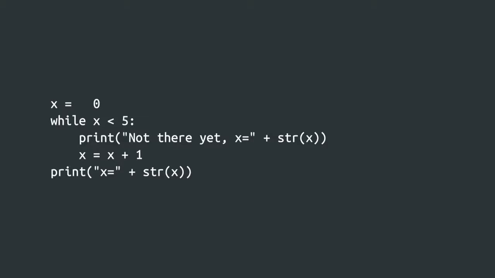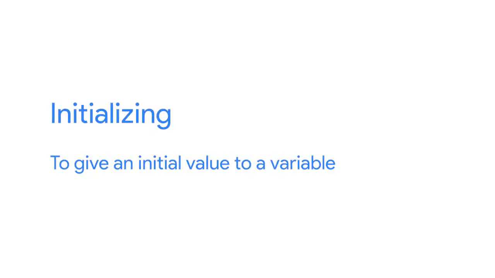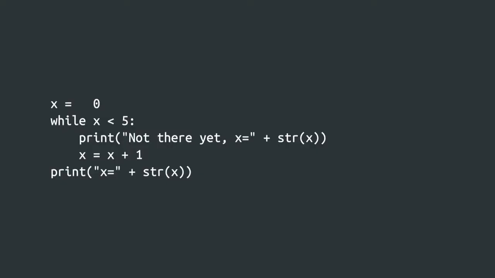Before we execute it to find out, let's go through it together line by line. In the first line, we're assigning the value of 0 to the variable x. We call this action initializing, to give an initial value to a variable. In the line after that, we're starting the while loop. We're setting a condition for this loop that x needs to be smaller than 5. Right now, we know that x is 0, since we've just initialized it, so this condition is currently true.